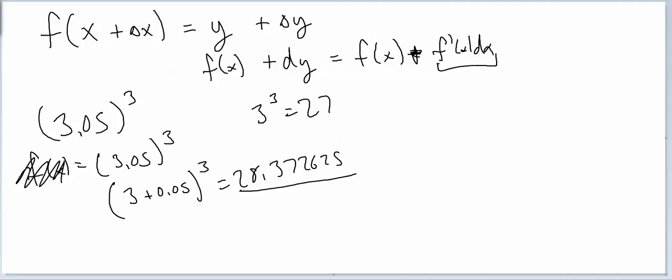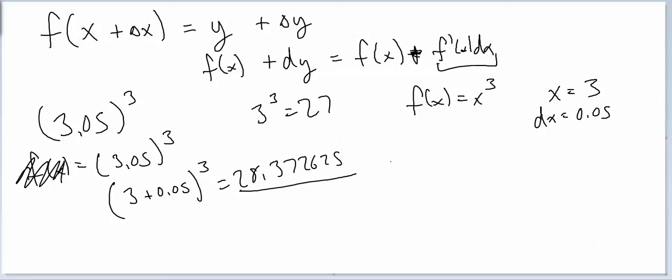Now, how would I use differentials? I'm cubing something, so my original function is the cube of x. My x value that I'm interested in is 3, cubing 3 is what makes life easy. And this small change, this differential dx, is that 0.05. It's that small little value that I added to x. Now keep in mind I could have done 2.95 and my dx value would have been negative, but I'm just using positives in this case.